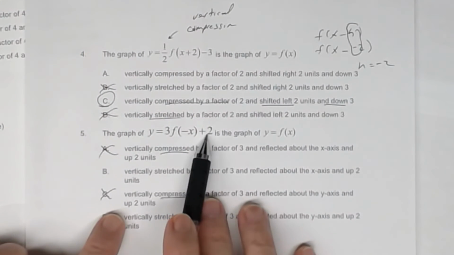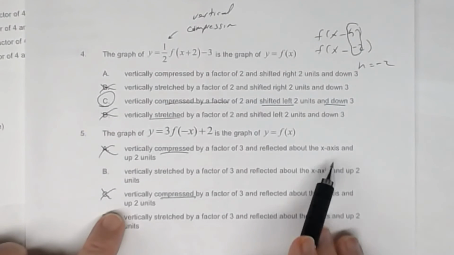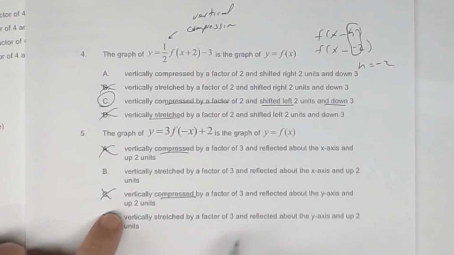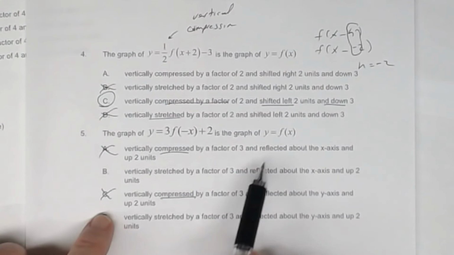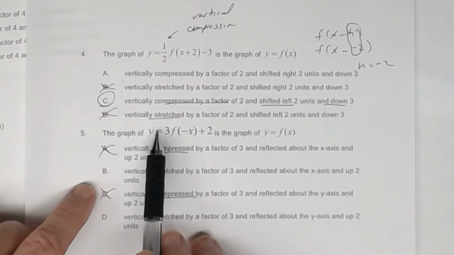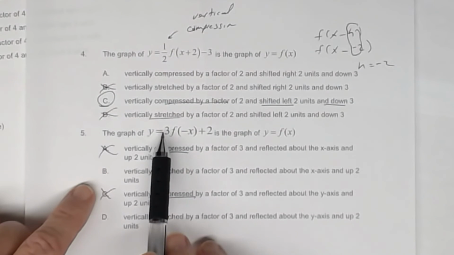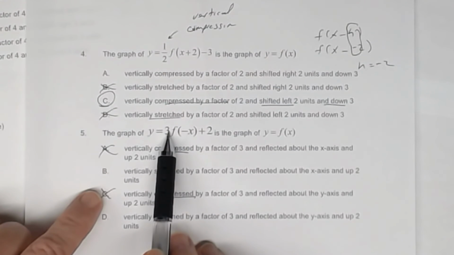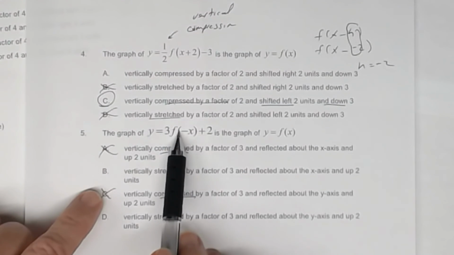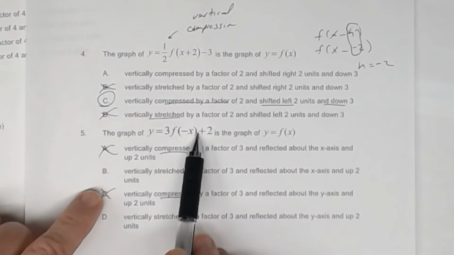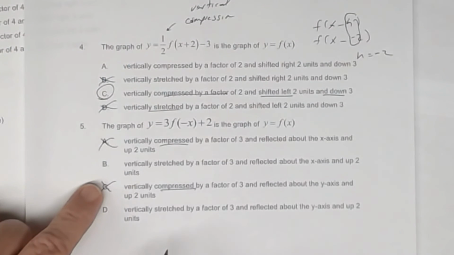And this is moving up 2 units. And if you look, all of these statements say shift up 2 units. So this plus 2 is not going to help us to differentiate which one's correct. So we're going to have to resort to these 2 here. So vertically stretched by a factor of 3. And then we're going to reflect about the y-axis because it's inside that parentheses because it's negative x.